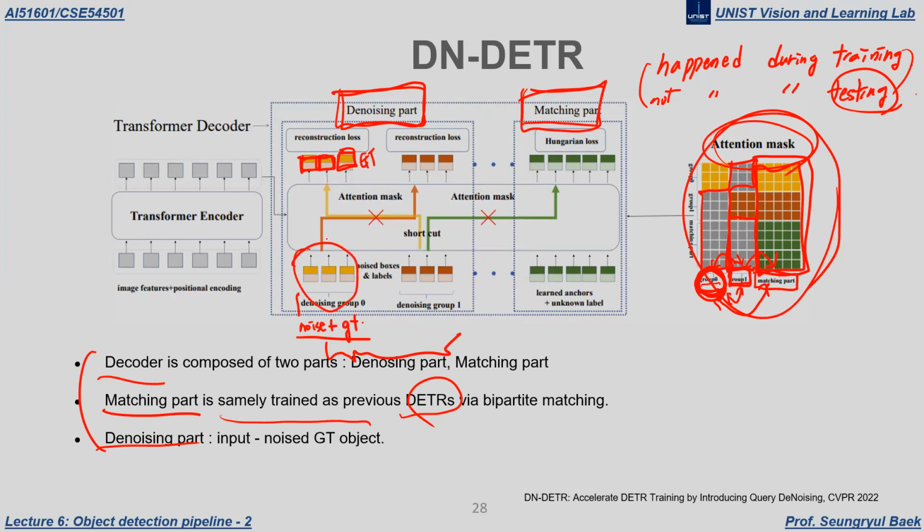So this denoising group only propagates to this part, not attended to other parts. And also, the denoising groups are not attended to this matching part, okay? They are only going to their output, but the matching part can freely attend to the other parts, okay?